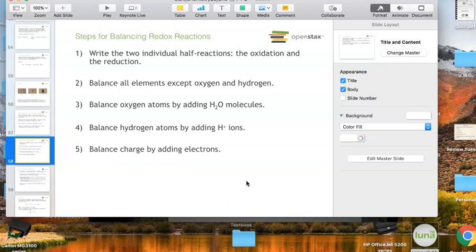There are several different steps, and actually there are more than 5 steps. I think there are 7 steps total to balance out a redox reaction. So here are the first 5. Write 2 individual half reactions, the oxidation and reduction reaction. So you have to first take the reaction and break it down and figure out which element's being oxidized and which one's being reduced. Then you have to balance all the elements except oxygen and hydrogen, and then balance the oxygen atoms by adding water molecules, balance the hydrogen atoms by adding H+ ions, and balance the charge by adding electrons.